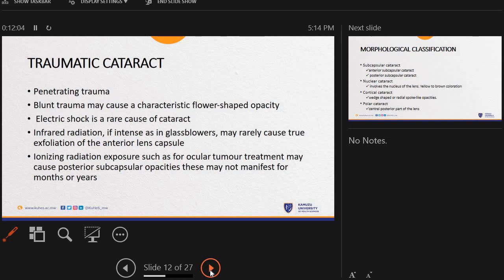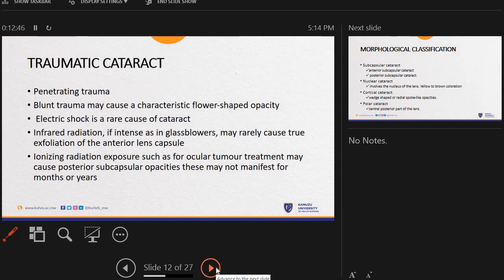The other classification of cataracts is traumatic cataracts. This occurs due to penetrating trauma, as we learned yesterday. Blunt trauma may cause a characteristic flower-shaped opacity. Electric shock can also cause cataracts, but it's a very rare cause. Infrared radiation, if intense as in glass blowers, may rarely cause true exfoliation of the anterior lens capsule. Ionizing radiation exposure, such as for ocular tumor treatment, may cause posterior capsular opacities. These may not manifest for months or years.